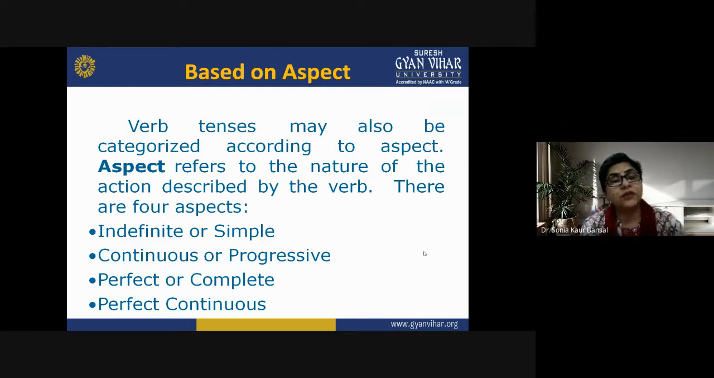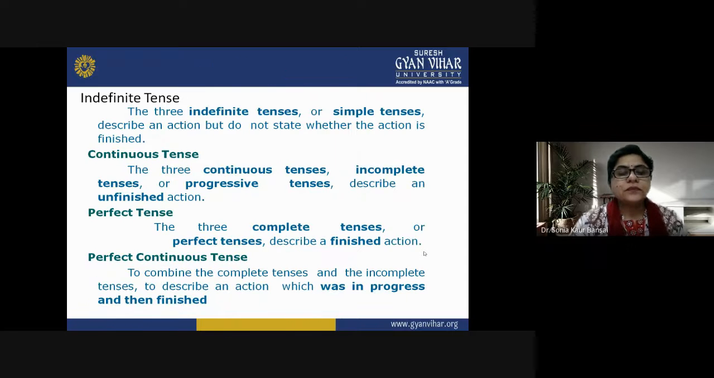Number one, indefinite, and we can also call it simple. Then continuous or progressive. Third, perfect or complete. Then fourth, perfect continuous. So these are the types of aspects that I'm talking about. So I hope you have understood this much. That first I talked about based on time frame, and then I have given you aspect-based verbs. So indefinite and simple, continuous and progressive, and then perfect and complete, and then perfect continuous. Now let's understand in brief what I mean by these aspects.